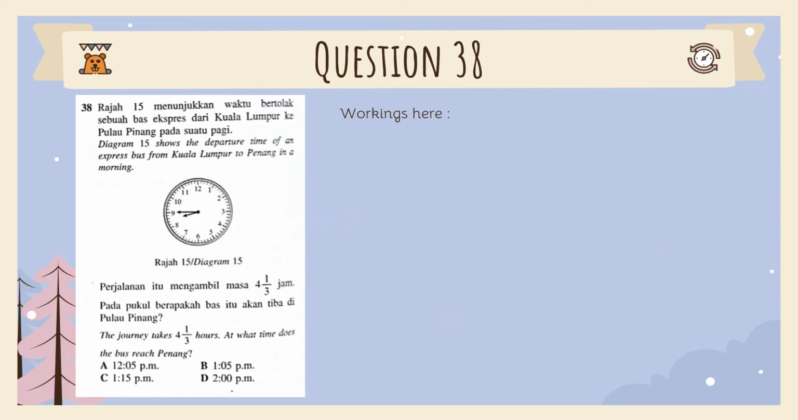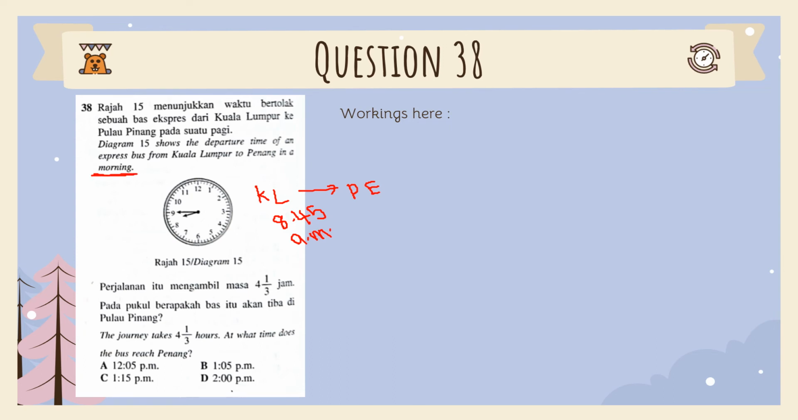So question 38. Diagram 15 shows the departure time of an express bus from Kuala Lumpur to Penang in the morning. So this is diagram 15, 8:45 a.m. The journey takes 4 1/3 hours. At what time does the bus reach Penang? So first we just write all the information in order so that it will be easier for us to solve it. So KL to Penang. So departure time means at what time does the express bus leave KL to reach Penang? So the time is given here, 8:45 a.m. So it's a.m. because it's morning here.